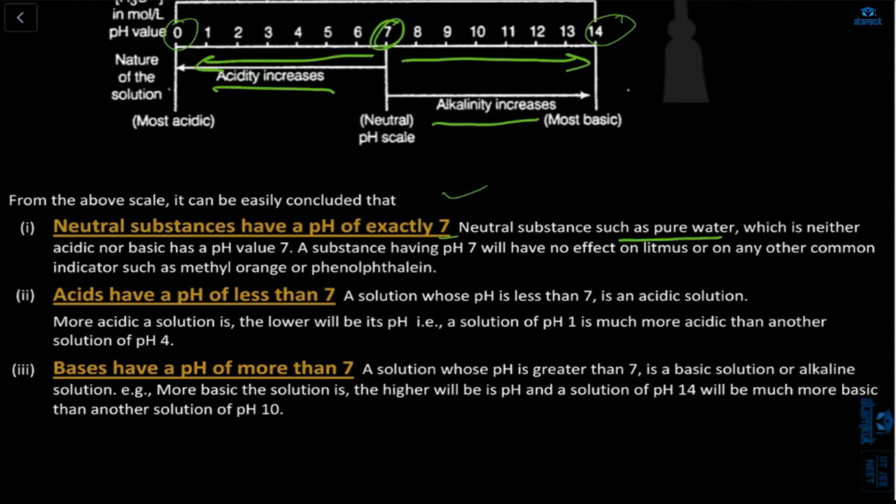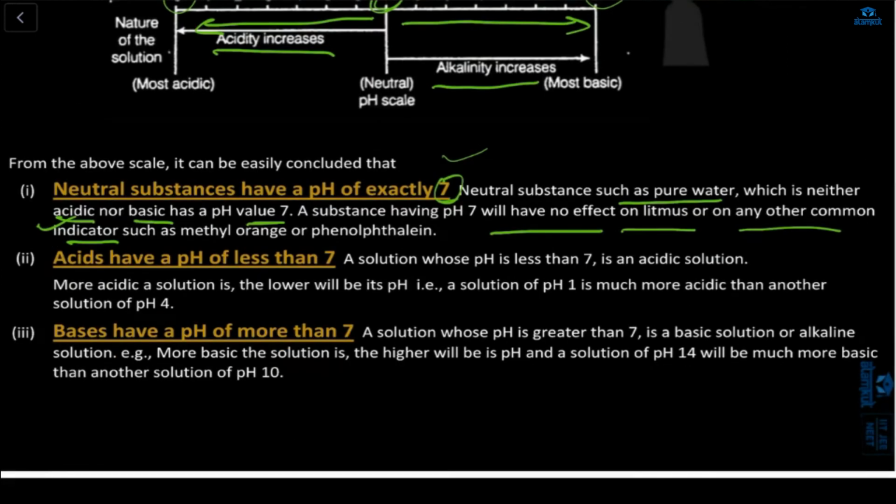And if we go this side, it will be the acidic kind of water, like acid rain. The 7, my neutral one, is neither acidic nor basic, and it has a pH value 7. A substance having pH value 7 will have no effect on litmus or any common indicator. If we dip litmus solution into the chemical, it will not have any effect, because it is neutral and has a pH value 7.